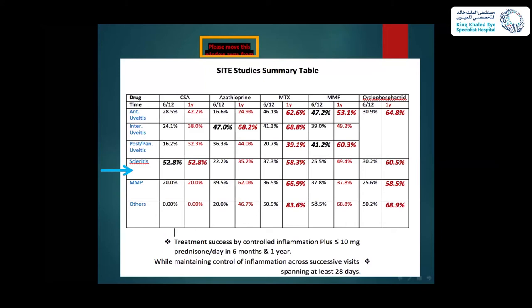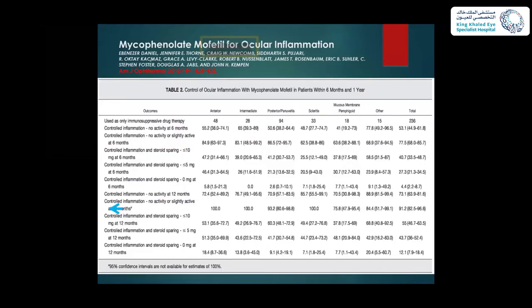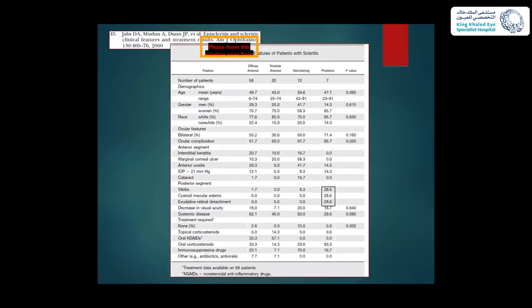Of course cyclosporine is a strong medication, but usually we don't use it because of the side effects. But methotrexate and CellCept are good medications in those patients to control their disease. You can see the mycophenolate mofetil, which is CellCept, the control in this report in 1 year, they had 100% control. So it is one of the treatments that you can keep in mind.